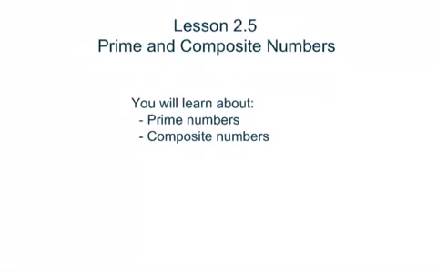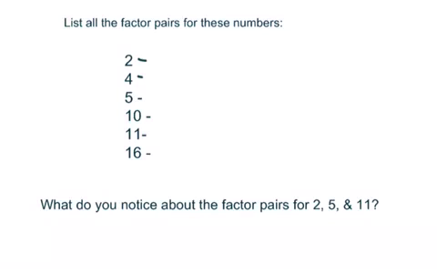Hi boys and girls, this is lesson 2.5, all about prime and composite numbers, and that is what you're going to learn about today, prime numbers and composite numbers. Make sure you have that written down in your notebook as well as today's date, and then you can come on back. So the first thing I want you to do is list all the factor pairs for these numbers.